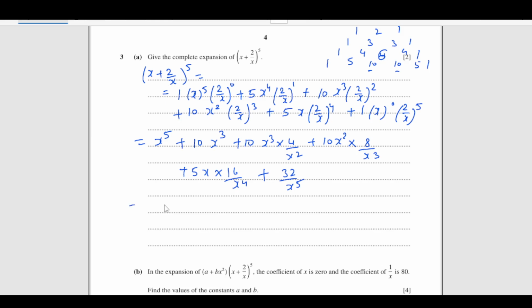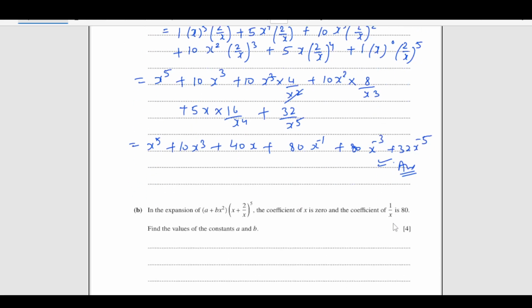So now let's rewrite this one. This is x to the power 5 plus 10x cubed plus 10 times 4 is 40x, the x squared cancels, so we have only 40x. Then plus 10 times 8 is 80, x to the power 2 minus 3, this is negative 1. Then plus 16 times 5, it's 80, and x to the power negative 3, plus 32x to the power negative 5, right. So this is our answer.